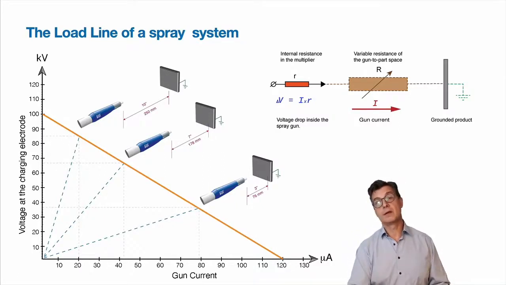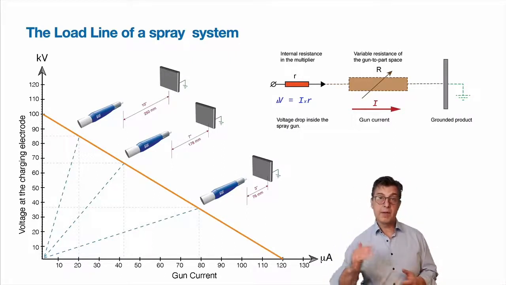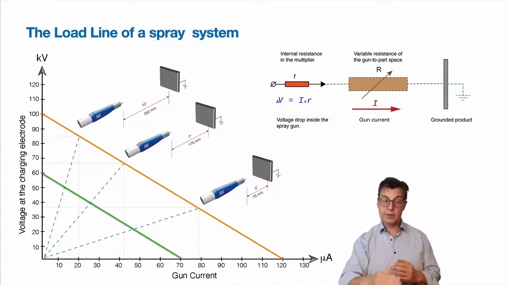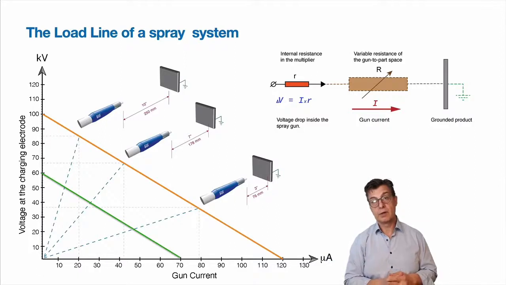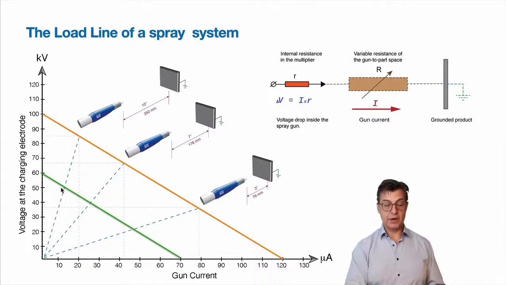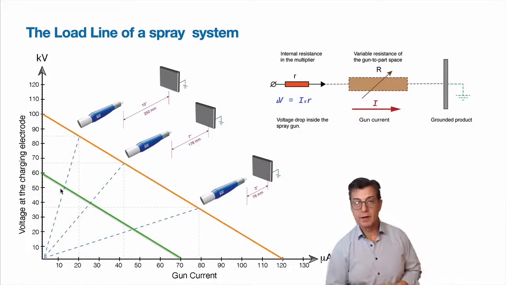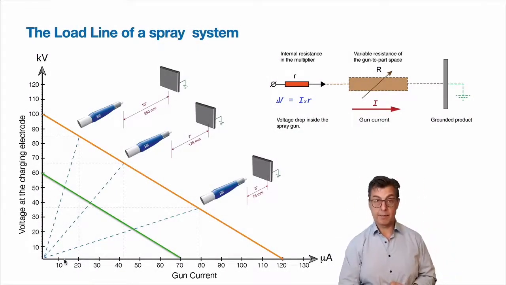If one were to set voltage to a lower setting, for example to 60 kV, it would simply mean that we shift the load line from that maximum 100 kV output parallel to itself to the line corresponding to 60% of the output value. And here we also can see the different actual gun tip voltage. So in this case, for a 250 millimeter gun-to-part distance, the actual gun tip voltage will be 50 kV, and the current might be anywhere between 13 and 15 microamps.